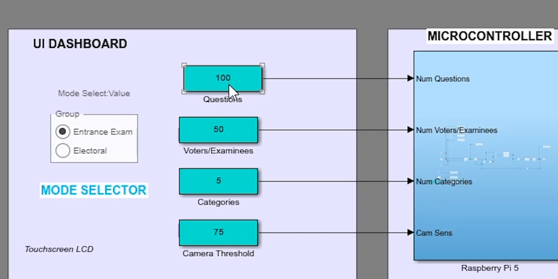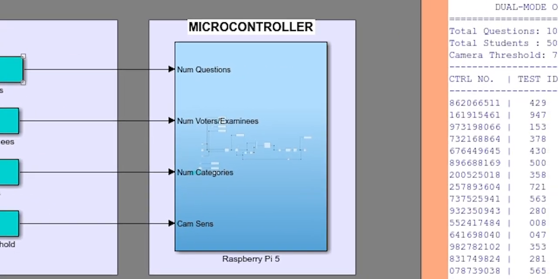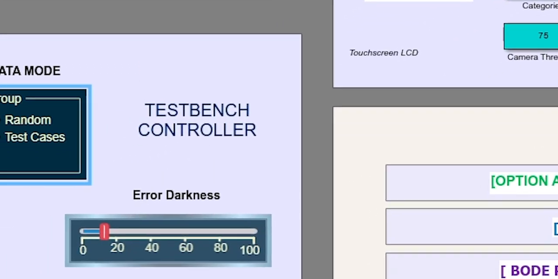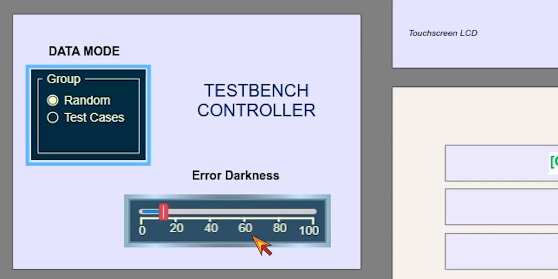Here we can scale the environment like setting sample sizes and injecting physical constraints like stray ink density. So besides it also would be the active processing node. So it will be the brain of our system. So it represents our Raspberry Pi microcontroller, and here you can watch our Sugeno Fuzzy Logic algorithm actively calculating error rates and shifting the camera threshold in real time. The next one would be the error darkness or smudge factor. It dictates how dark a smudge or erase mark is.